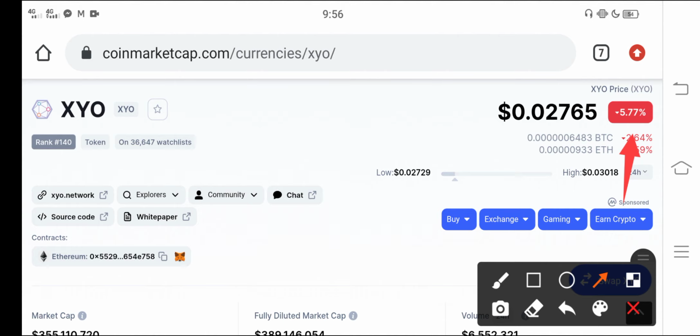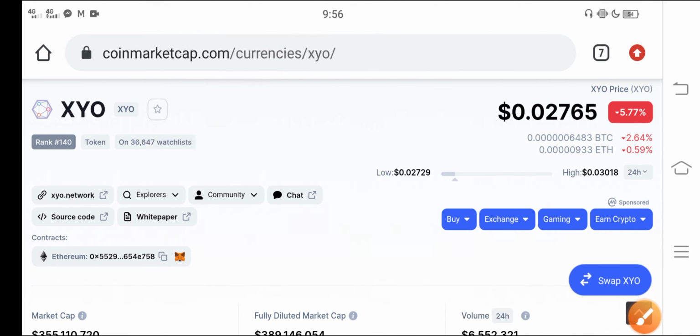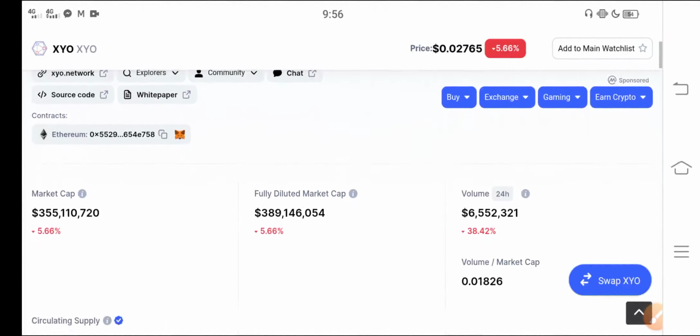The prices are dumped very badly, guys, but that doesn't mean you should decide to sell, guys. A lot of people, when they see a continuous fall, a small fall, decide to sell. But no, that's wrong, guys. Don't decide to sell, just hold for a long time, guys.